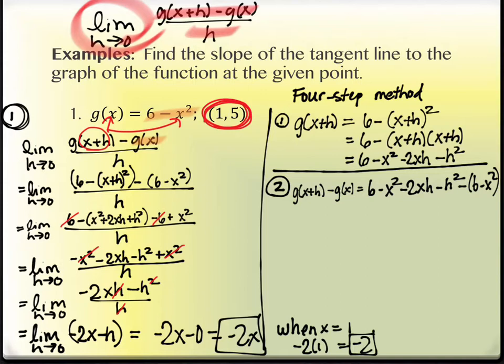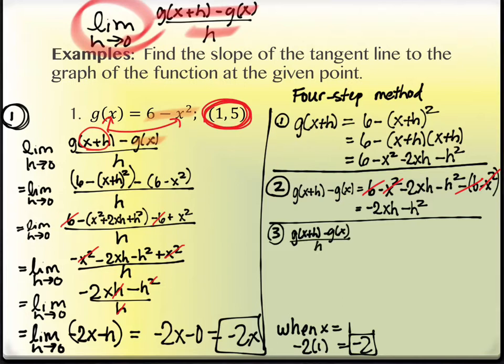And it does, right? I've got a negative 6 right here, and I have a positive 6 up here. I have a negative x squared here, and when I distribute that negative to the negative x squared, I get a positive x squared. So things reduce in step number two. They always do. I'm left with negative 2xh minus h squared, and that's it. So step number one expands things, and then step number two cancels stuff out. Step number three cancels things further. It takes the same g of x plus h minus g of x, right, from step number two, and it divides by h. So it takes that negative 2xh minus h squared, and it divides by h.